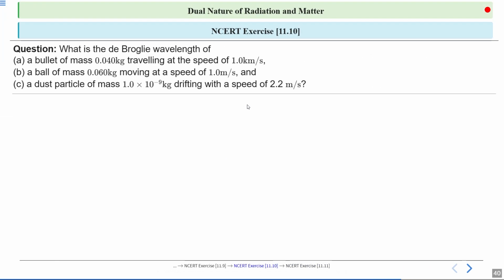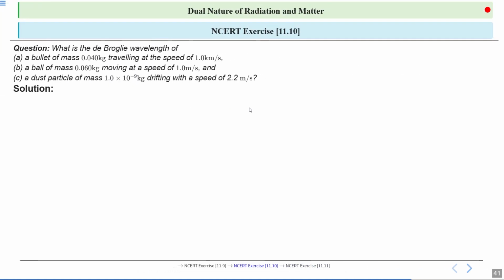What is the de Broglie wavelength of A, a bullet of mass 0.040 kg traveling at the speed of 1.0 km per second? B, a ball of mass 0.060 kg moving at a speed of 1.0 meter per second. And C, a dust particle of mass 1.0 × 10^-9 kg drifting with a speed of 2.2 meter per second. Let's see the solution.